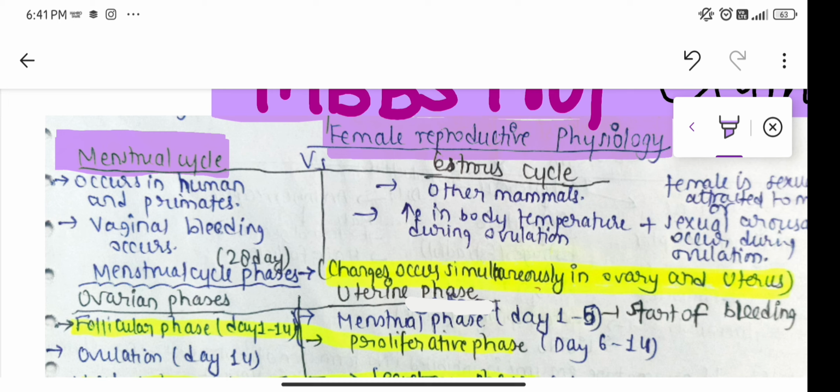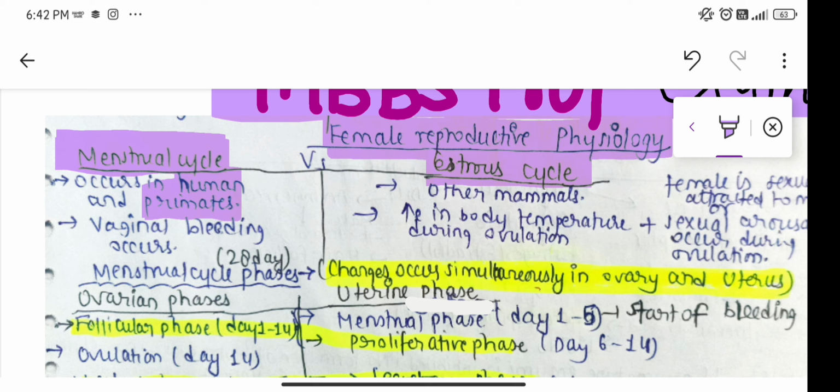In all mammals you can see this cycle of loss of blood, but some characters of the cycle are different. Based upon that difference we have distinguished this cycle as menstrual cycle and estrus cycle. In humans as well as in primates it is known as menstrual cycle, but in the remaining mammals it is known as estrus cycle.